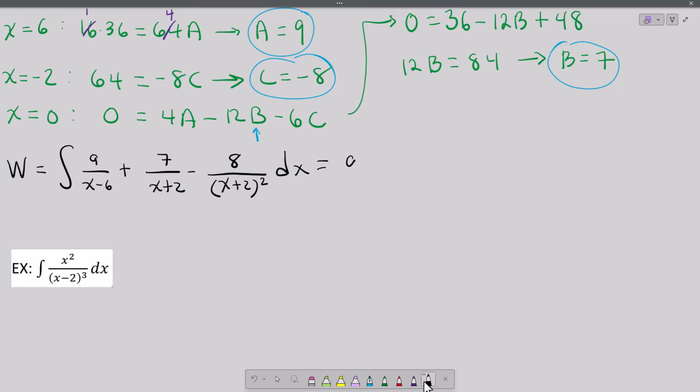So then this is going to be 9 natural log of x minus 6 plus 7 natural log of absolute x plus 2. How do we do that final integral?